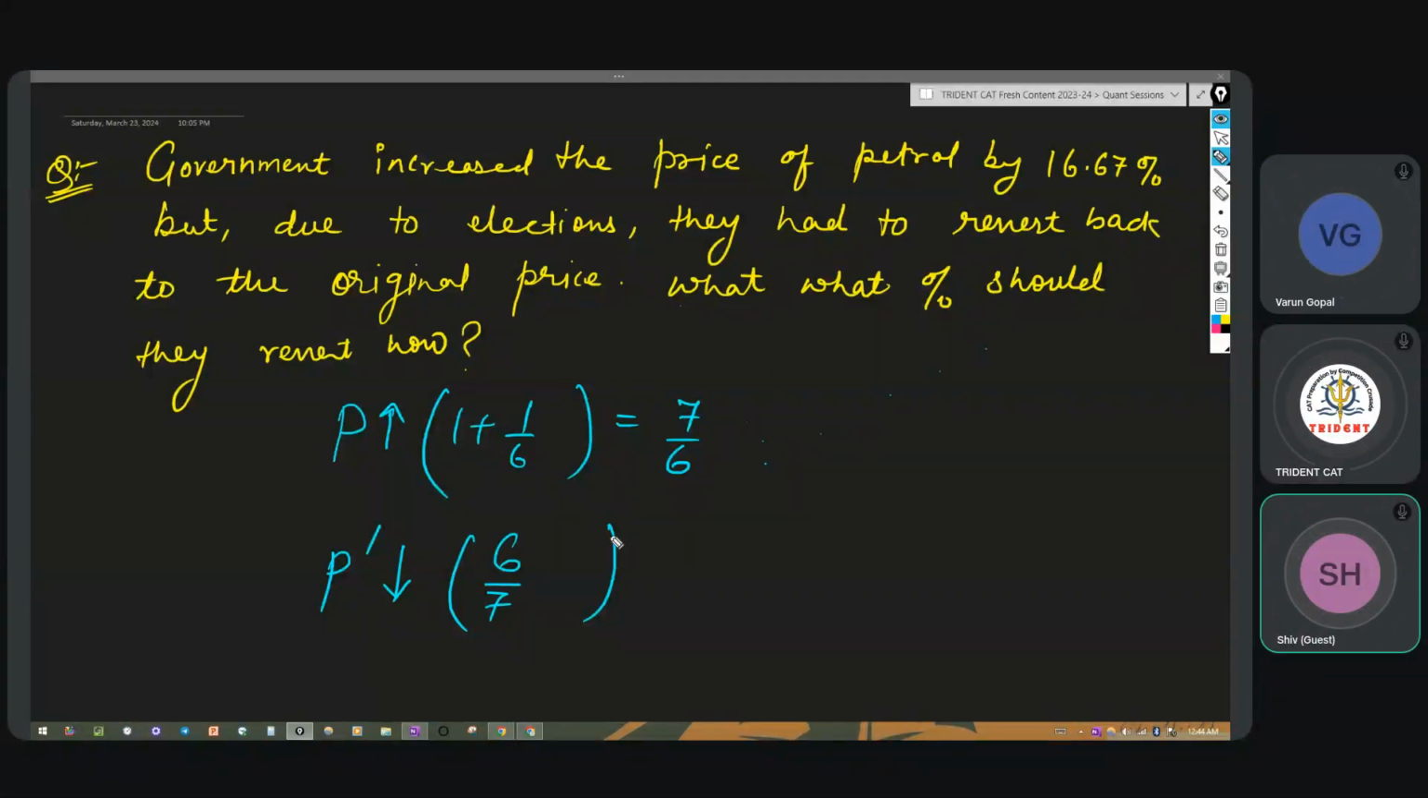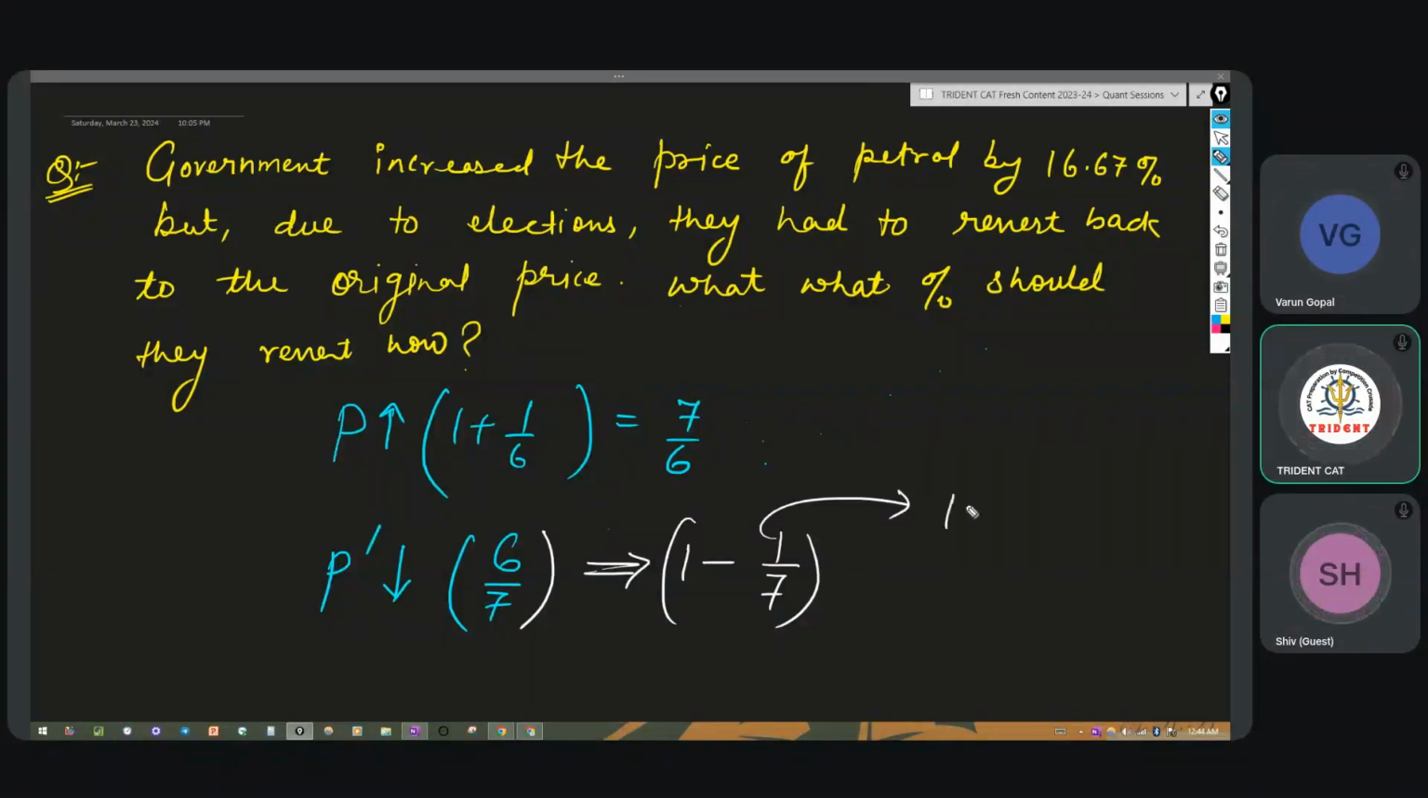14.28. And how exactly is it coming? 1 minus 1 upon 7, and this 1 upon 7 is the 14.28% decrease. Now please pay attention to this, Shiv and Varun, both of you. 6 is becoming 7. Basically, the decrement is happening 1 on 7.